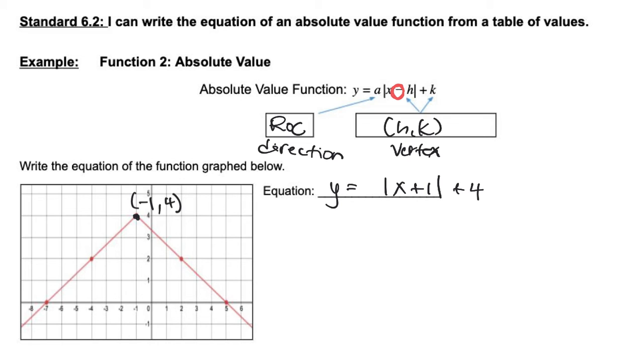And now we have to look at what our a value is. So you're going to count rise over run. That's just like your slope here. And you can see that I'm going down 2 and over 3. That means my a value for this is going to be -2/3.